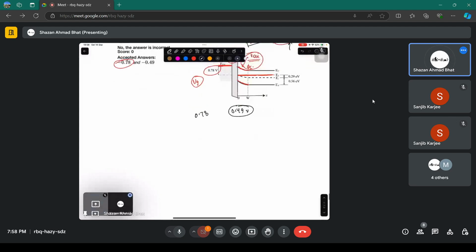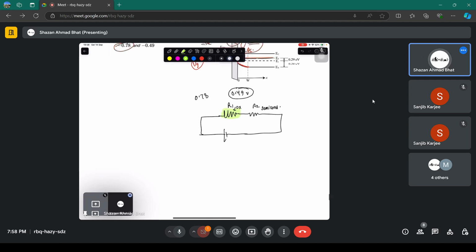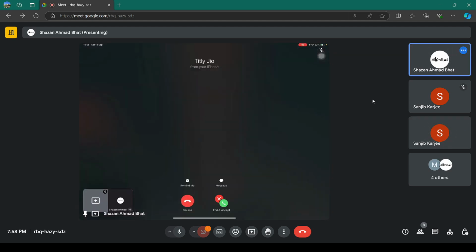The huge drop. It is just like you have a battery, you connect it to a resistor, and you connect it to another resistor. This is the resistor R1, R2. This is the oxide, this is the semiconductor. So most of the drop is across this resistor. That means resistance R1 is much greater than resistance R2.